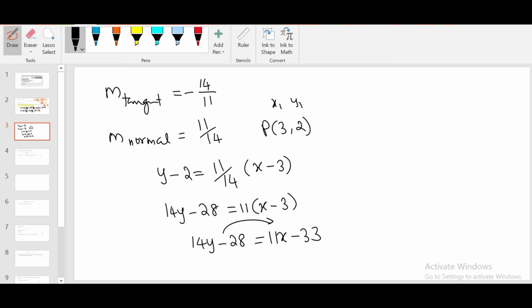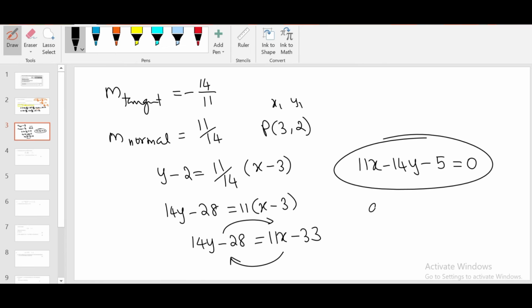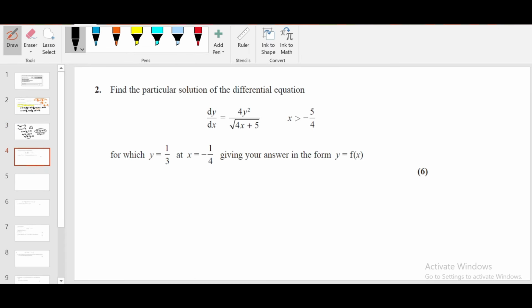Open the bracket. 14y minus 28 is 11x minus 33. Either put all this term here or all this term here. You'll get 11x minus 14y minus 33 plus 28, which is minus 5, is equal to 0. That's it. That's the equation of the normal in this form where a, b, c are integers. That's all.